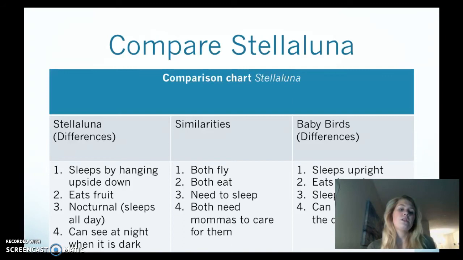So some similarities between Stella Luna and the birds: they both fly, they both need to eat and sleep. Differences: Stella Luna sleeps hanging upside down as the baby birds sleep upright or kind of normal. And Stella Luna is nocturnal, meaning that she sleeps all day and is awake at night. And the birds sleep all night and are awake during the daytime. So we would fill this out as a class, I would have some up on the board and they would have their own chart at their spots.